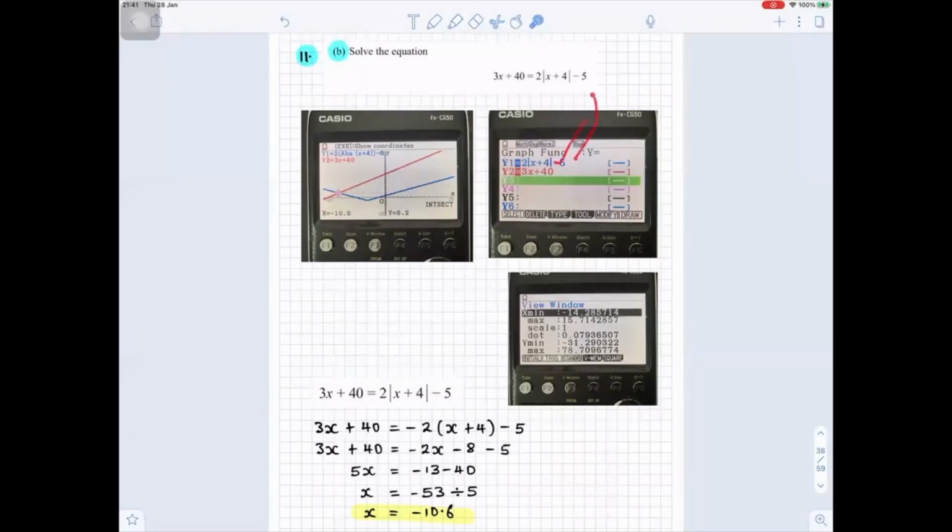The blue one is the right-hand side. The red one is the left-hand side. And that's the view window so that you can see it clearly. Those are the numbers you use. The way you solve it is to get rid of this absolute sign.